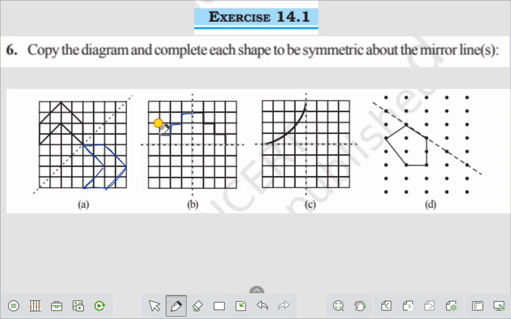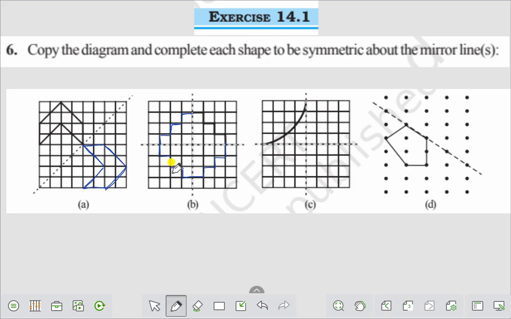This one and this line, and this is also a mirror line that we can draw another line here, then here, then here, then here, this line, this line, this line, this line, this one, and this one. Right? Now you see, this is the image of this figure.